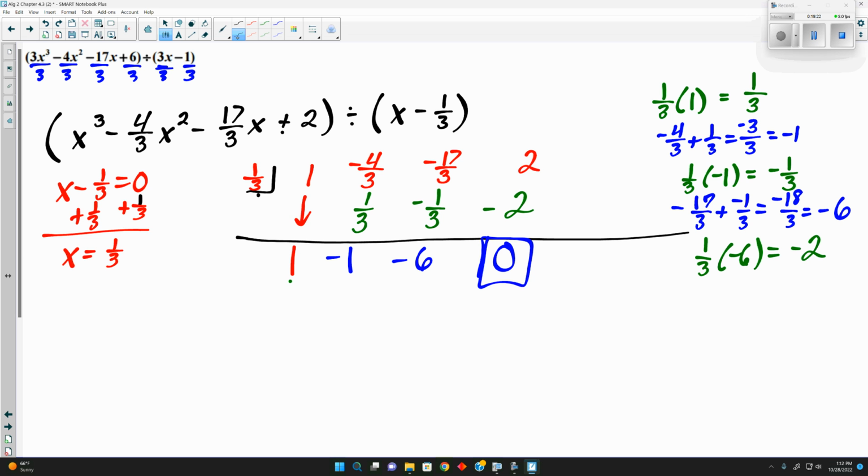And again, at this point, we can put our variables back in. So this is going to be the remainder. The number right in front of it is our term without a variable. Then we'd have our term with x to the first and our term with x squared. So we have x squared minus x minus 6.